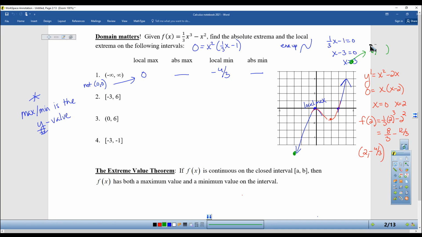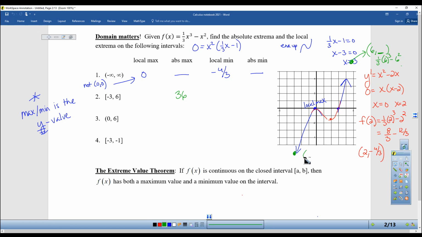6 comma what? Because remember, this would be the absolute max. If you wanted to say 6, that's where it occurs. It occurs at 6, but what is the actual max? So we do 1/3 times 6 cubed minus 6 squared, and we get, let's see, 36.